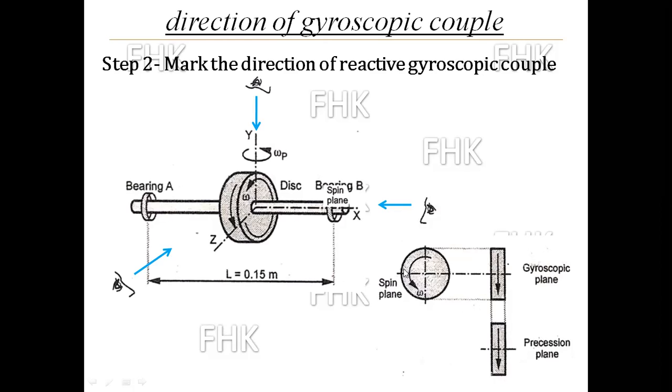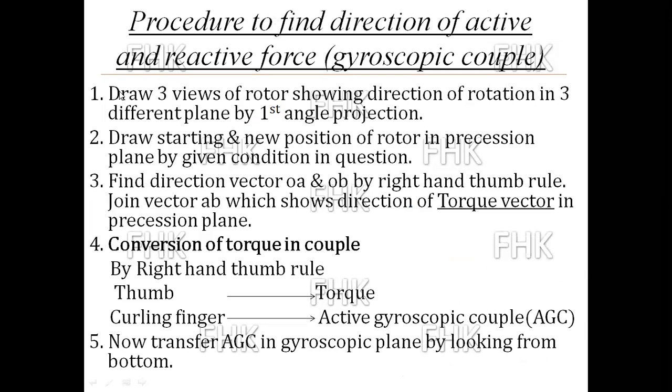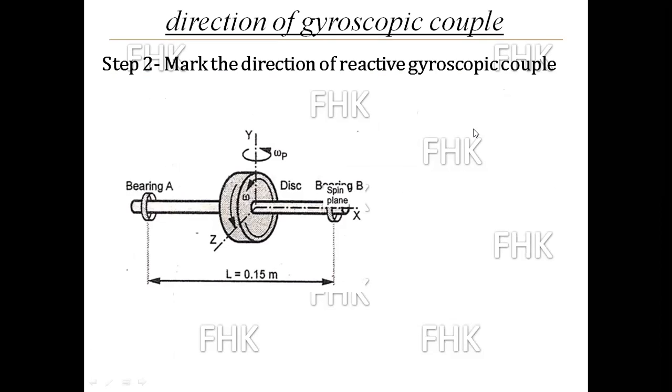Okay, now we have to decide what is the direction of rotation of the disc. So first step is draw three views of rotor showing direction of rotation. After drawing three views of the rotor, the next step is to show the direction of rotation.